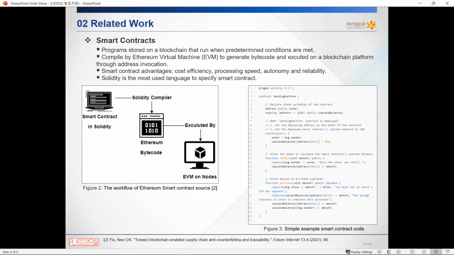Figure 3 shows a simple example of smart contract code of how a vending machine would look if it were a smart contract, like how a vending machine removes the need for a vendor employee. Smart contracts can replace intermediaries in many industries.